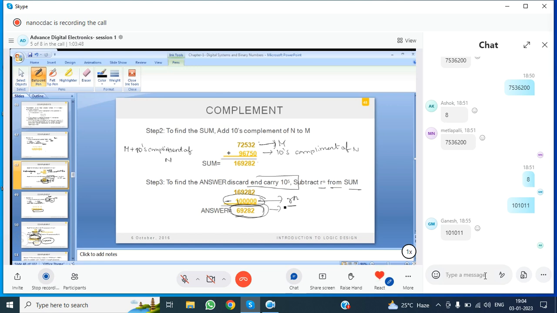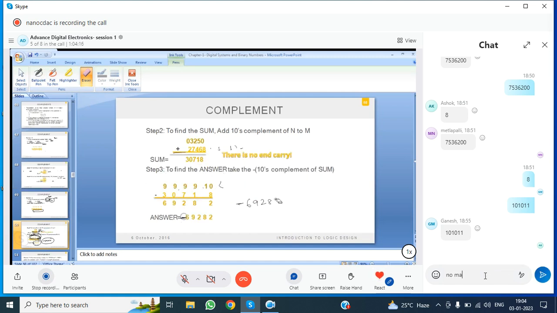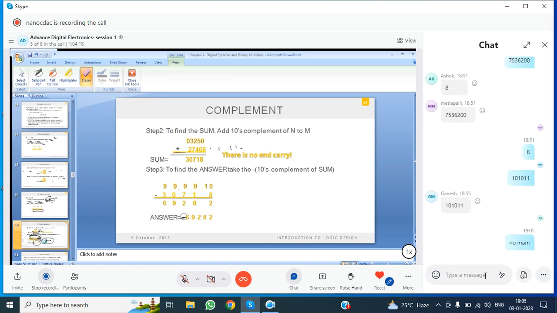What is r? R is nothing but the radix. n is the number of digits in the number. So subtract r power n from the sum. Any confusion here? In simple subtraction.